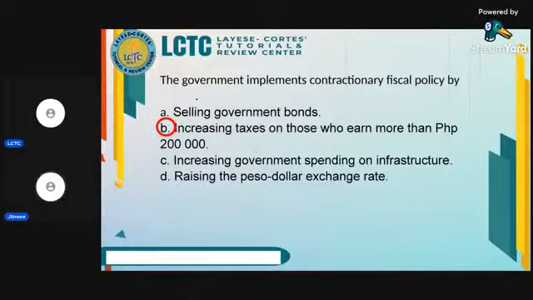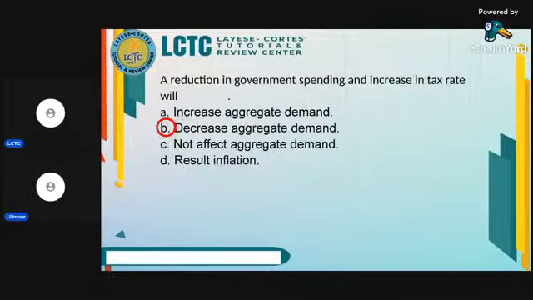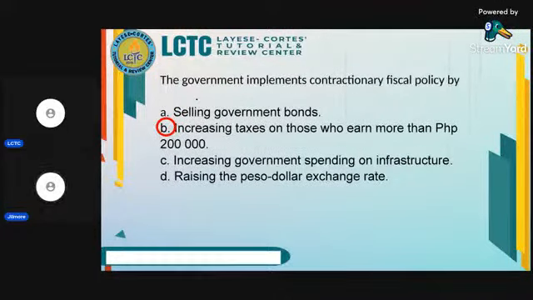The government implements contractionary fiscal policy by increasing taxes on those who earn more than 200,000, not selling government bonds. But a question, sir, what if it says increasing taxes only? Oh, that's the answer. Or it may only say increase in taxes. The government implements contractionary policy by increasing taxes. Okay? Or rise in taxes. Pwede ra pod. Okay. Not increasing government spending because if a contractionary fiscal policy is being implemented by the government, there is a decrease in government spending, not increase. Increase in government spending, that is in the expansionary fiscal policy. Take note.